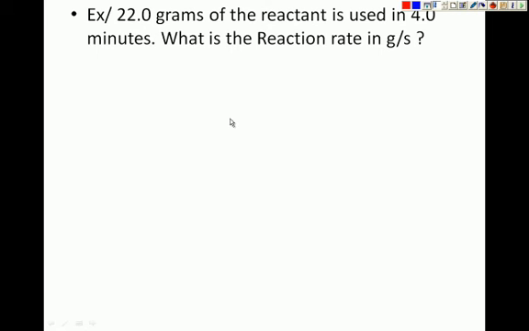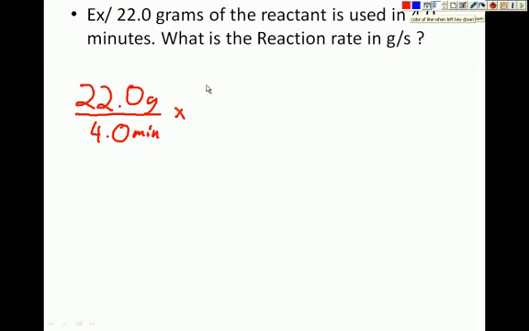So what we can do is simply go 22.0 grams of reactant is used over 4.0 minutes. So we're going to divide this by 4.0 minutes. Okay, now a very simple calculation. We're going to multiply this by 1 minute, which is equal to 60 seconds.